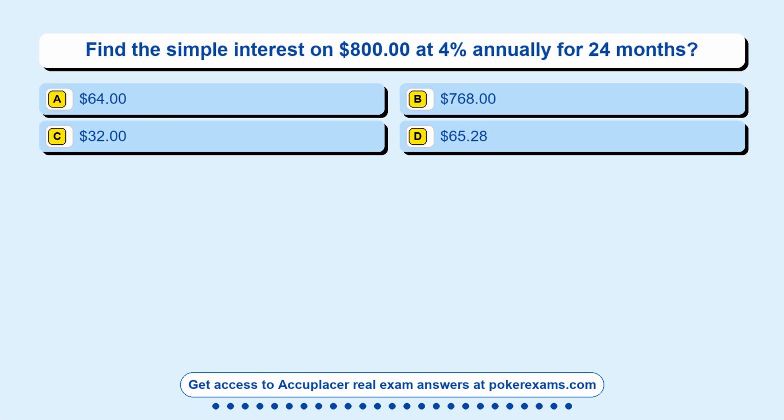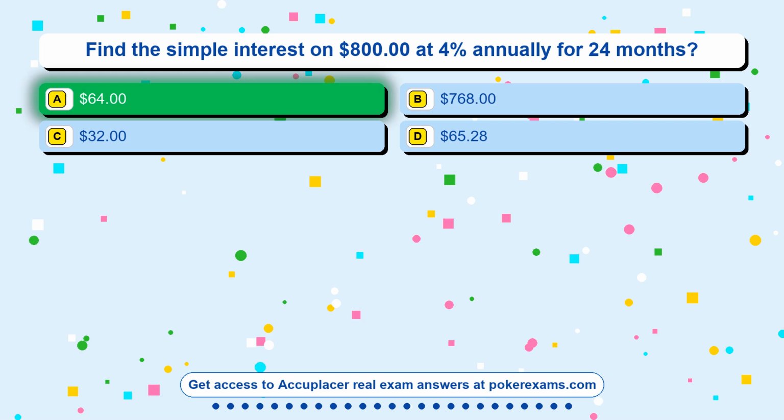Question 24. Find the simple interest on $800 at 4% annually for 24 months. Option A, $64. Option B, $768. Option C, $32. Option D, $65.28. The correct answer is option A, $64.